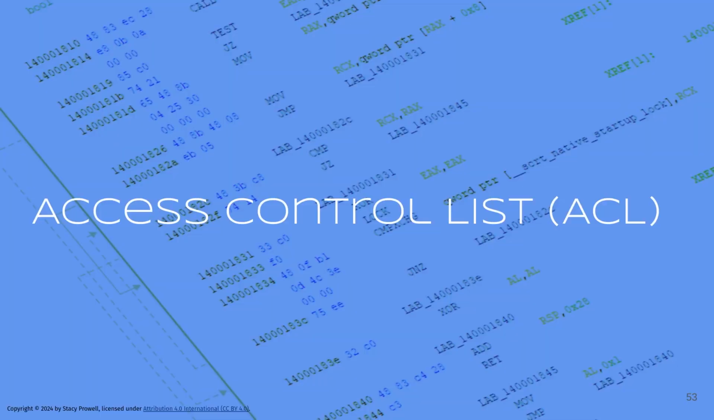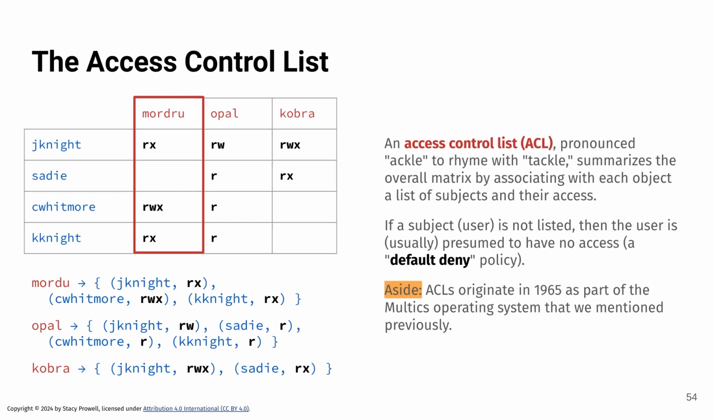What do we implement? Well, we implement access control lists, or ACLs. So an access control list you can think about as that column, each one of those columns there. So an access control list for Mordu contains a set of pairs. It contains a pair of user and permission. So JKnight has read execute, C Whitmore read write execute, and K Knight read execute. Sadie didn't have anything, so Sadie didn't even have to be in the access control list.